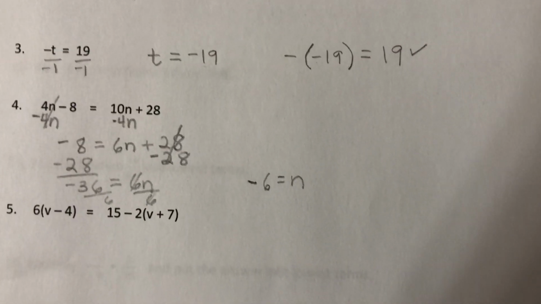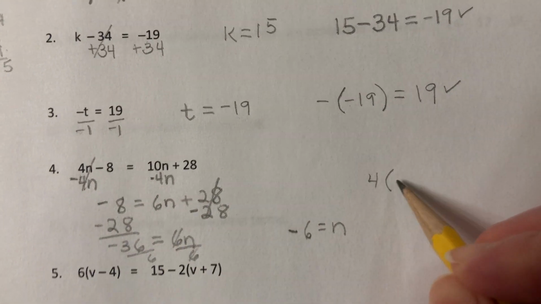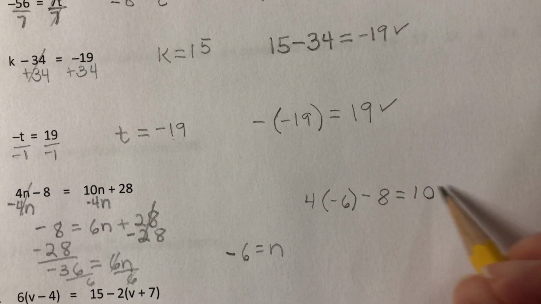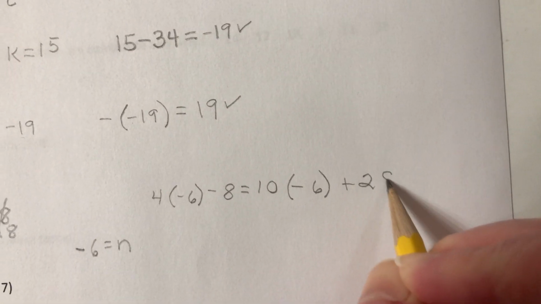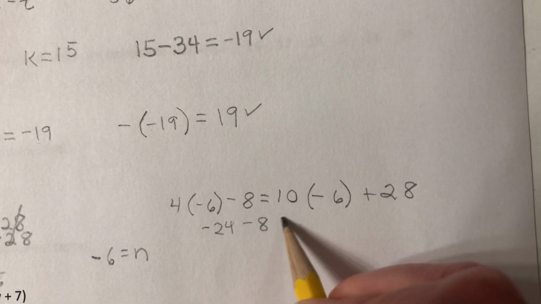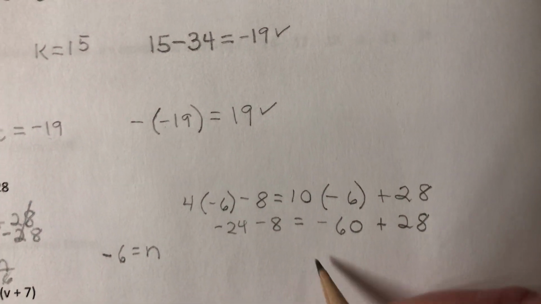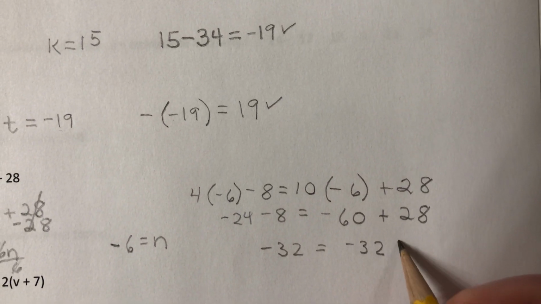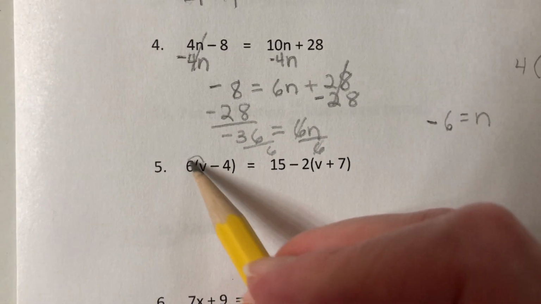This takes a little bit more work to plug it back in. So 4 times negative 6 minus 8 equals 10 times negative 6 plus 28. So this is negative 24 minus 8 equals negative 60 plus 28. This is negative 32 equals negative 32. So it checks. In the next one, I need to use the distributive property.